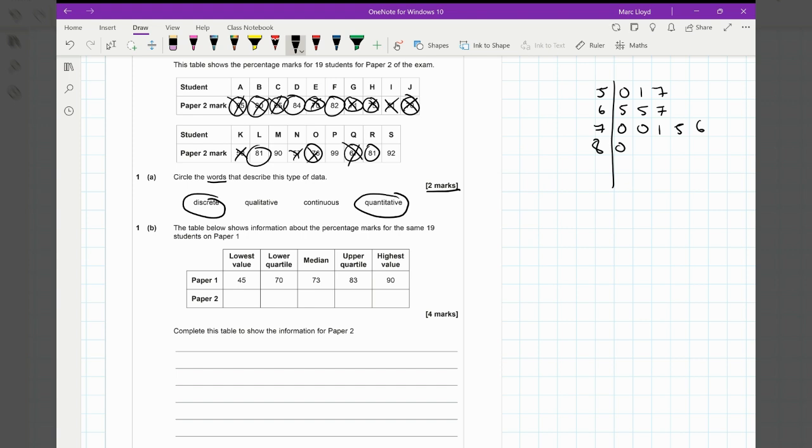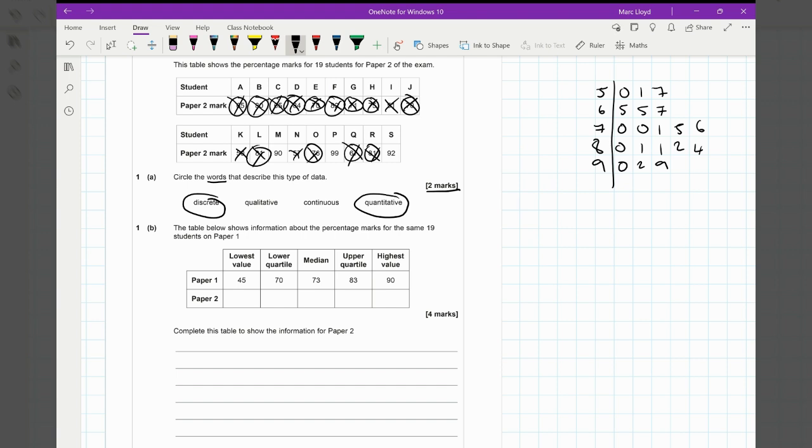Done. 81. There's 2 of them. Done. 82. And 84. Finally, the 90s. We've got a 90. We've got a 92. And we've got a 99. Well done to that person.